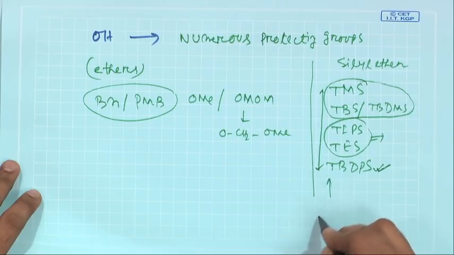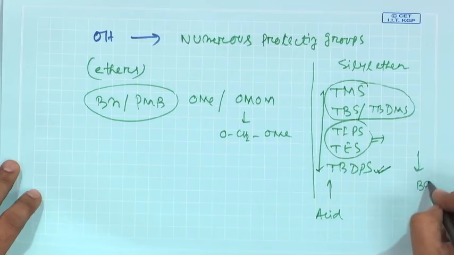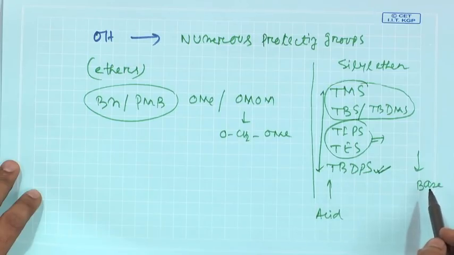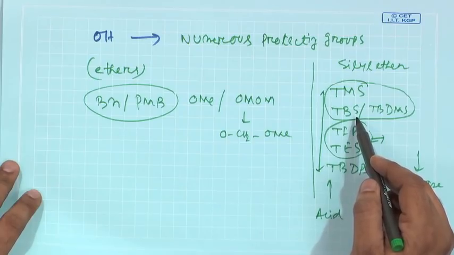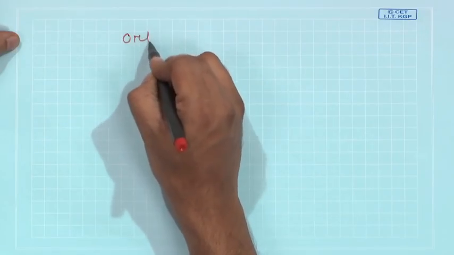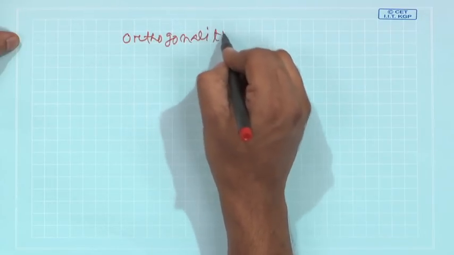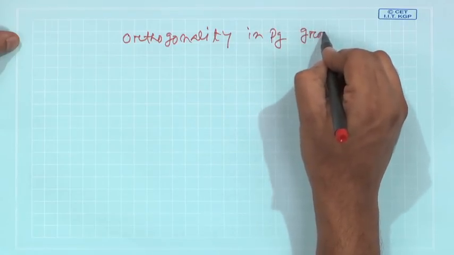So, acid reactivity is this way and the base reactivity is this way. So, if you treat with base, normally TBDPS is deprotected very fast, but in contradiction TMS and TBS are normally stable under basic condition. So, in that way we often use a term named orthogonality in protection group chemistry.